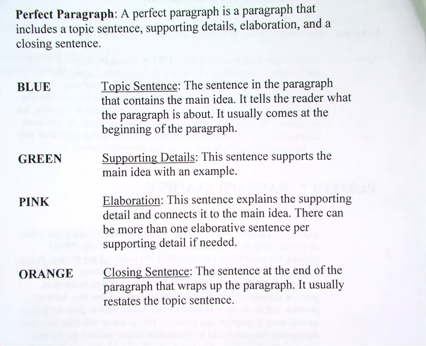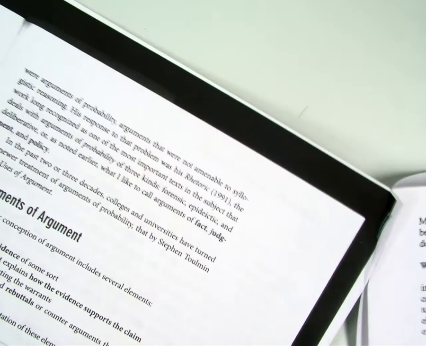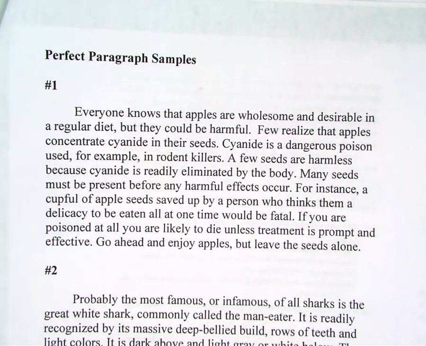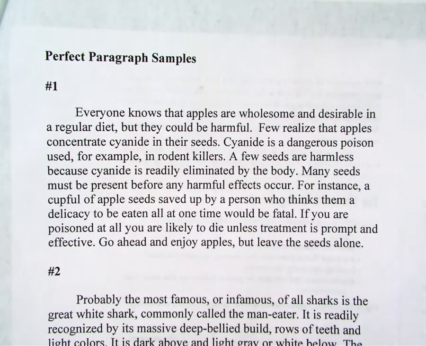And then last, there's always some form of closing sentence. This is the sentence at the end of the paragraph that wraps up the paragraph. It usually restates the topic sentence, in a different way, shape, or form. What I want to do right now is go over an example, and let's go through it together and determine what each section of this paragraph would be.